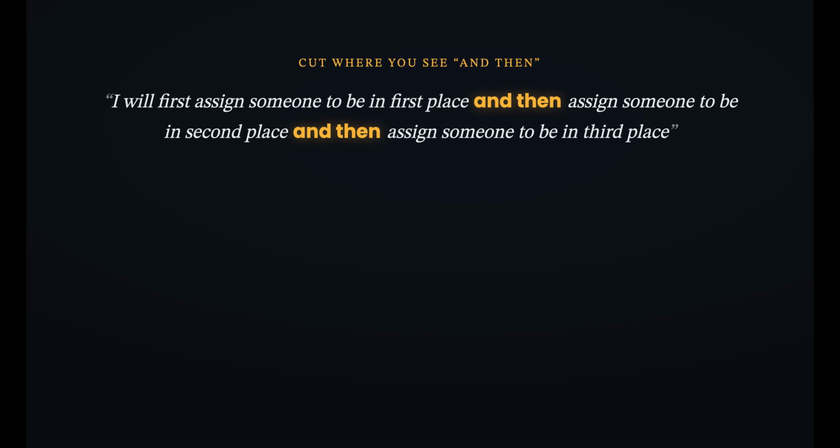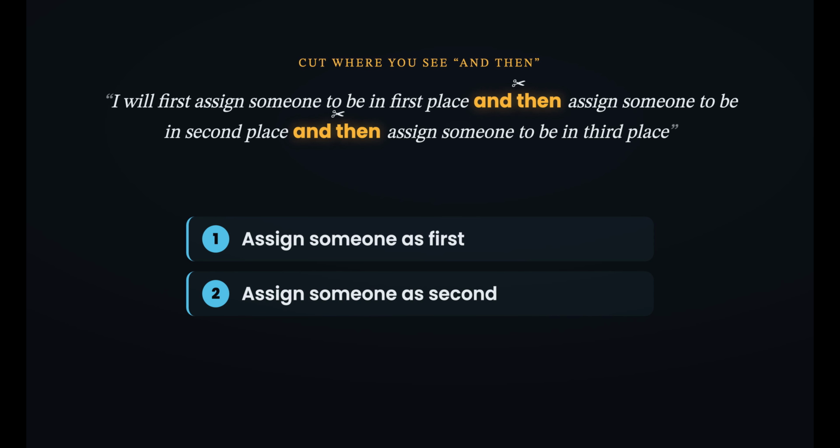Now, every time you see a phrase like "and then," you split it off into a separate stage. Here we have 2 "and then" phrases, so we split into 3 stages. Number 1, assign someone as first. Number 2, assign someone as second. Number 3, assign someone as third.